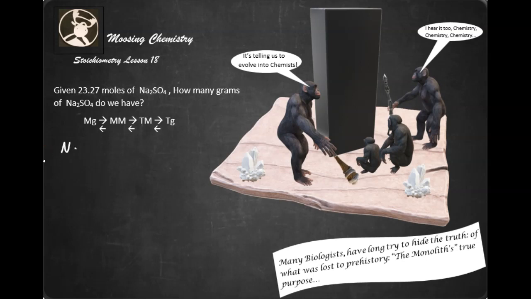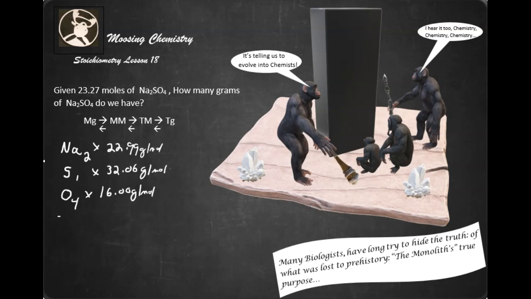So let's write down Na. We have two of those, and when we look on the periodic table, it's 22.99 grams per mole. Okay, that was simple. We have one sulfur, so 1 times 32.06 grams per mole. Again, that is found on the periodic table. Oxygen, which we know is 15.99, but we're going to round off to 16. We have 4 of those, times 16.00 grams per mole. So now all we have to do, guys, is the math.